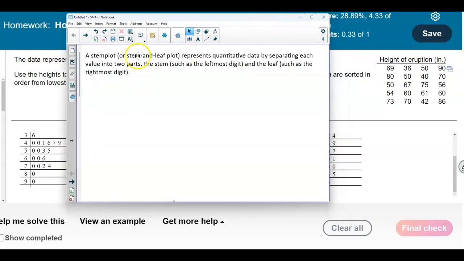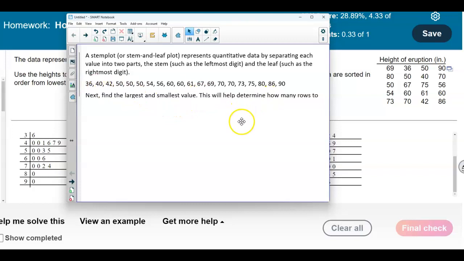A stem plot, or a stem and leaf plot, represents quantitative data by separating each value into two parts: the stem, such as the leftmost digit, and the leaf, such as the rightmost digit. The first thing we're going to do is take all these values and order them from least to greatest. Since we've done that, we're starting at 36 and we end at 90, and there's 20 total values. Next, we want to find the largest and the smallest value, and this will help determine how many rows to create.